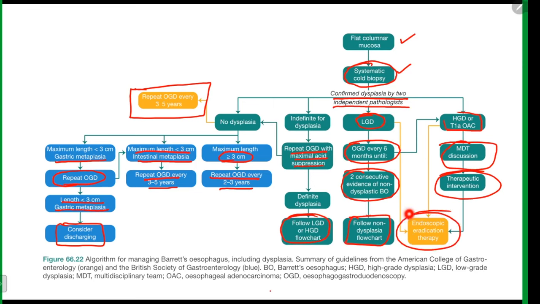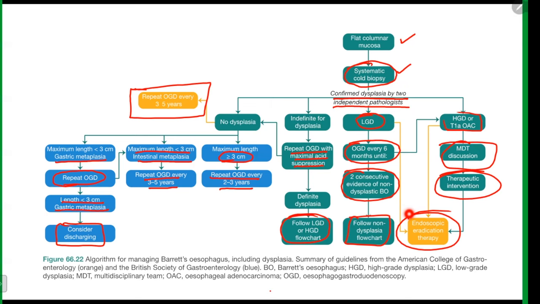So clear, this is a newly added figure in your Bailey and Love. I think you can understand this. Again, I will repeat along with you. Close your book and just concentrate. You're going to have a flat columnar mucosa. You're going to go for biopsy after confirmation by two independent pathologists. You're going to say whether it's no dysplasia, indeterminate, low grade or high grade. No dysplasia, repeat OGD in 3 to 5 years.